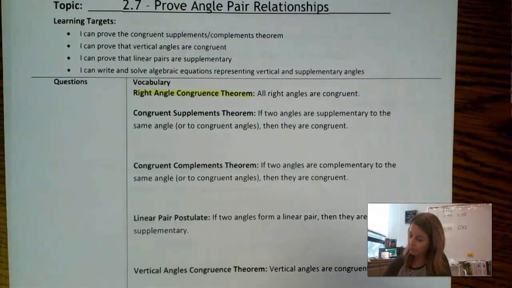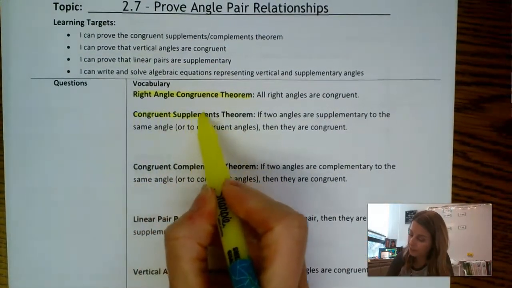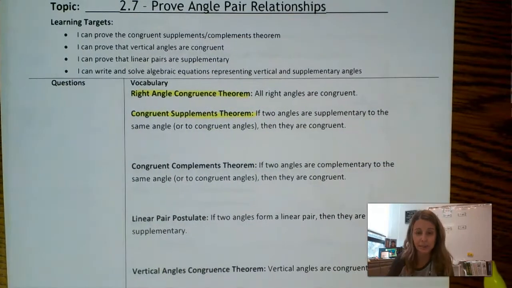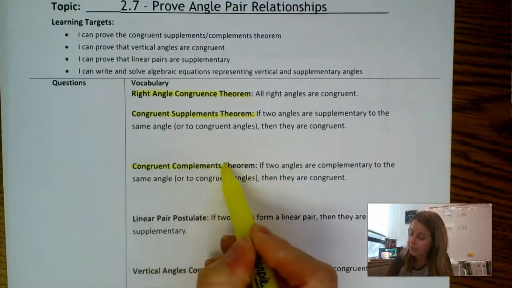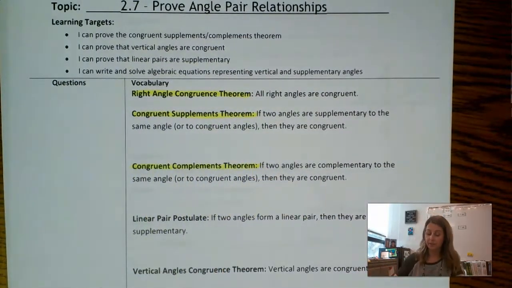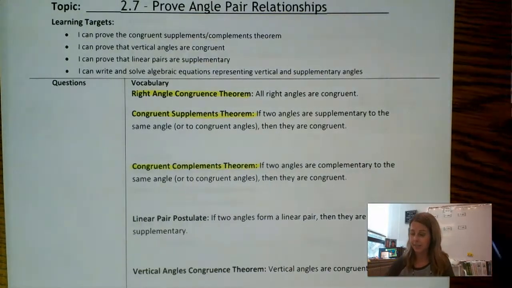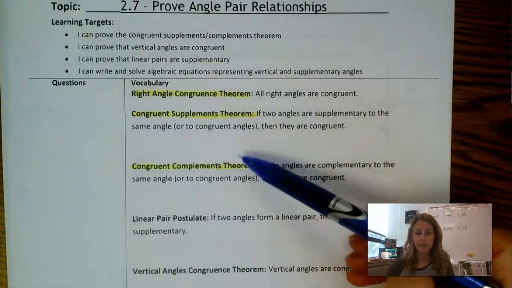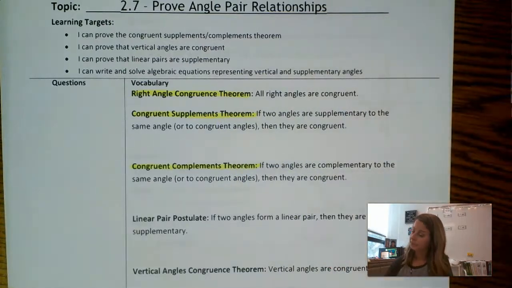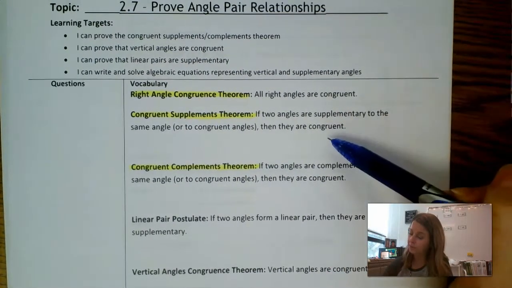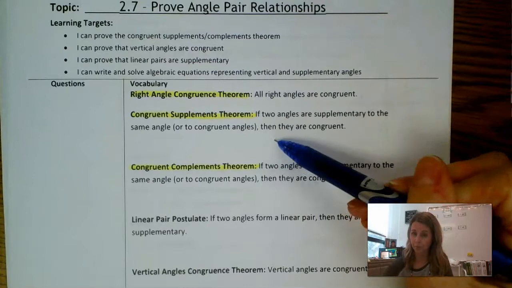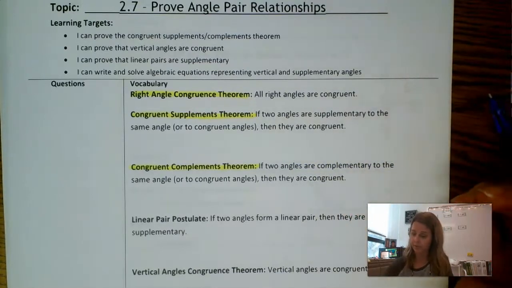Okay, the next two are pretty similar. The first one is called the congruent supplements theorem, and then the congruent complements theorem. Okay, so they're the same idea. It's just one deals with supplementary, the other is complementary. So if two angles are supplementary to the same angle, or two congruent angles, then they are congruent.